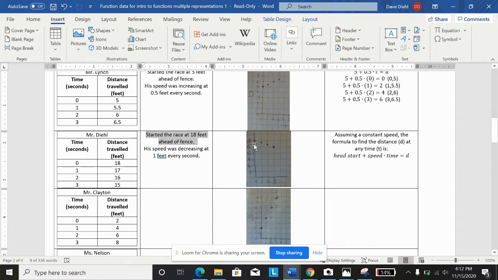So my graph would look like this. Again, it doesn't start at 0. I started at 18, but I'm going down 1 foot every second. So again, assuming that we have a constant speed, we can have a formula to find the distance at any time.